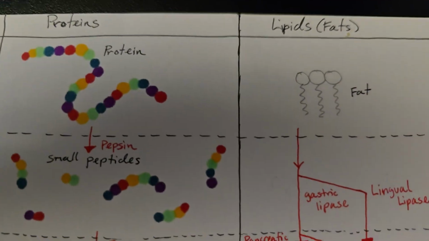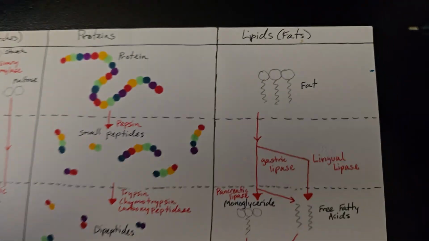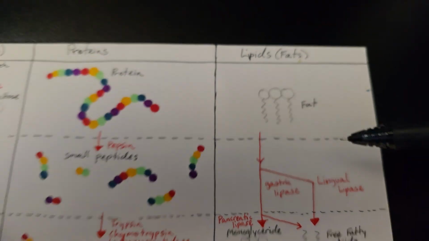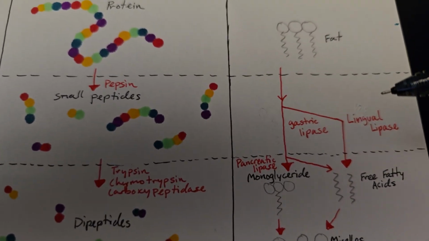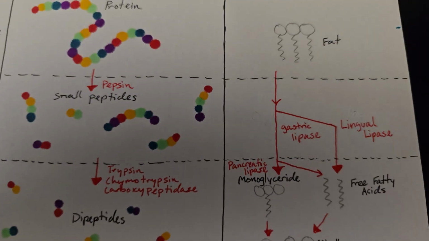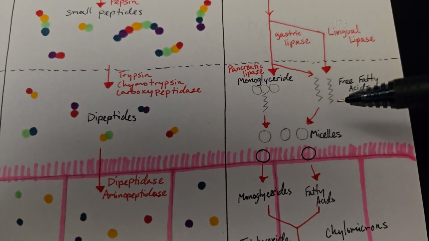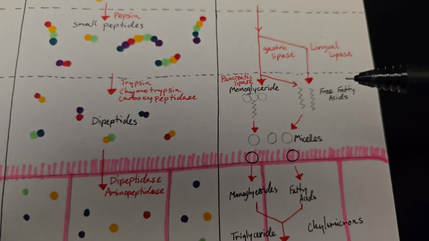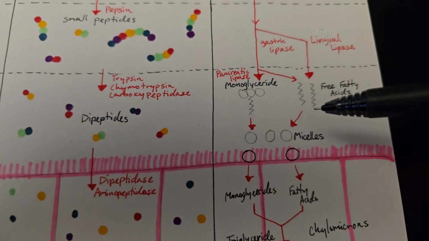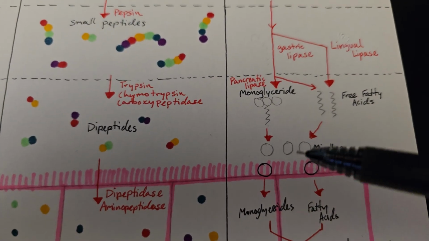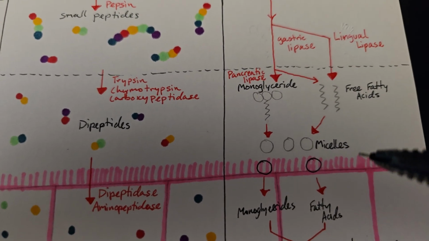And with lipids or fats, so anything from cheese or something, that'll be the head and tail chemical component. The fat or lipid will begin digestion in the stomach because of the gastric or lingual lipase, and that'll be broken down further in the lumen of the small intestine because of pancreatic lipase and bile. That'll separate the head and tail into monoglycerides and free fatty acids. And then that'll be further broken down into micelles.